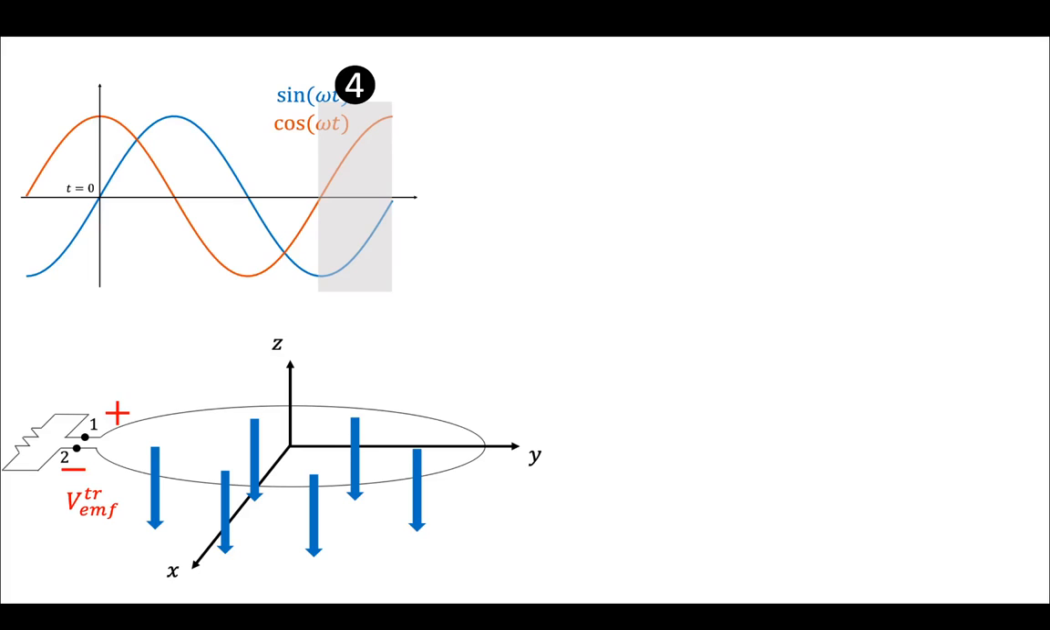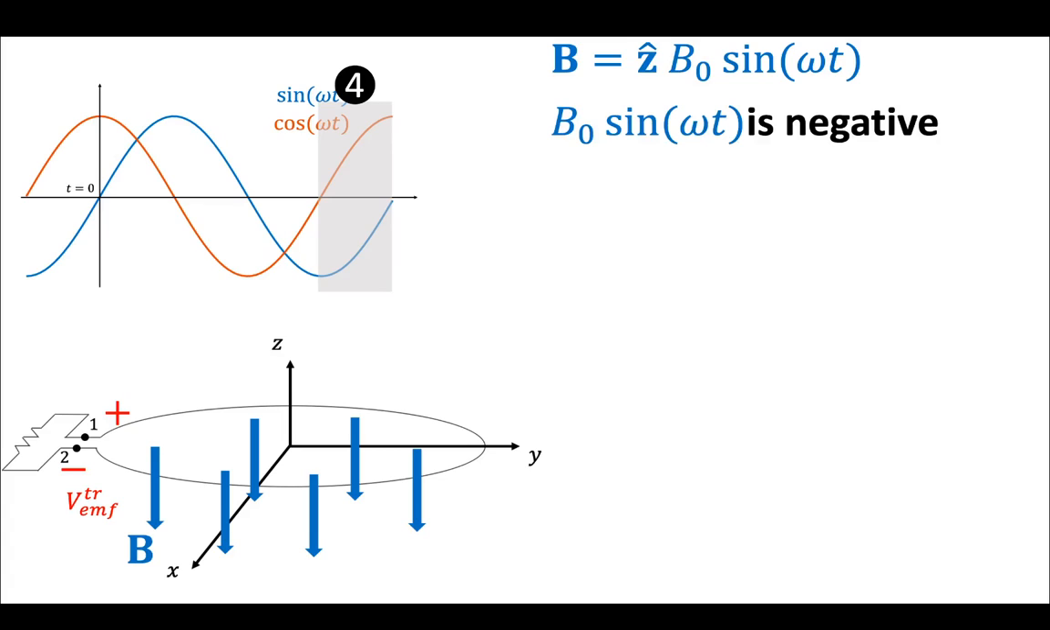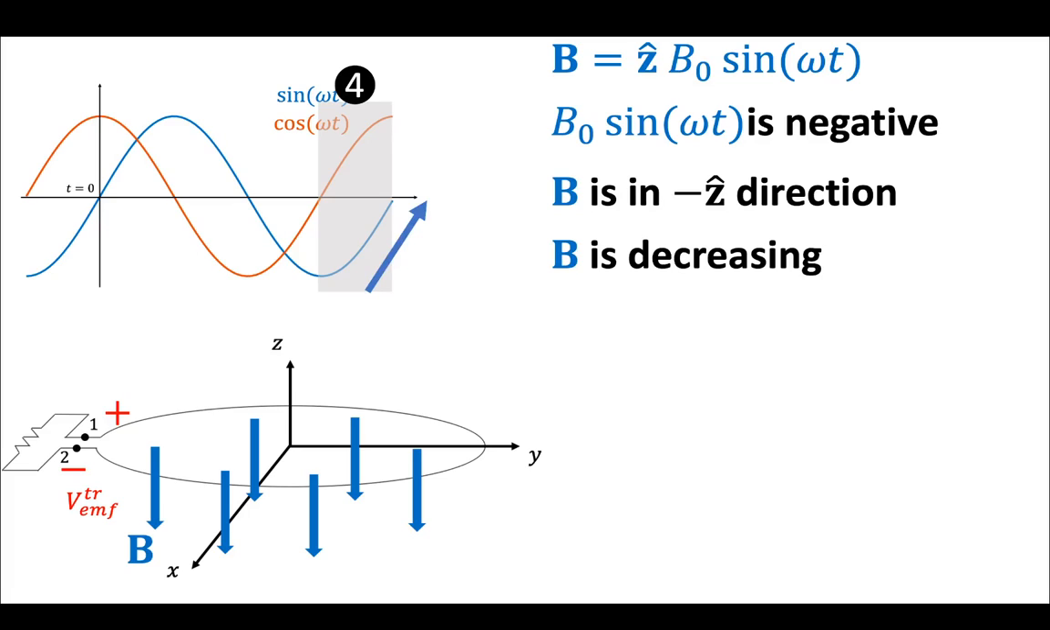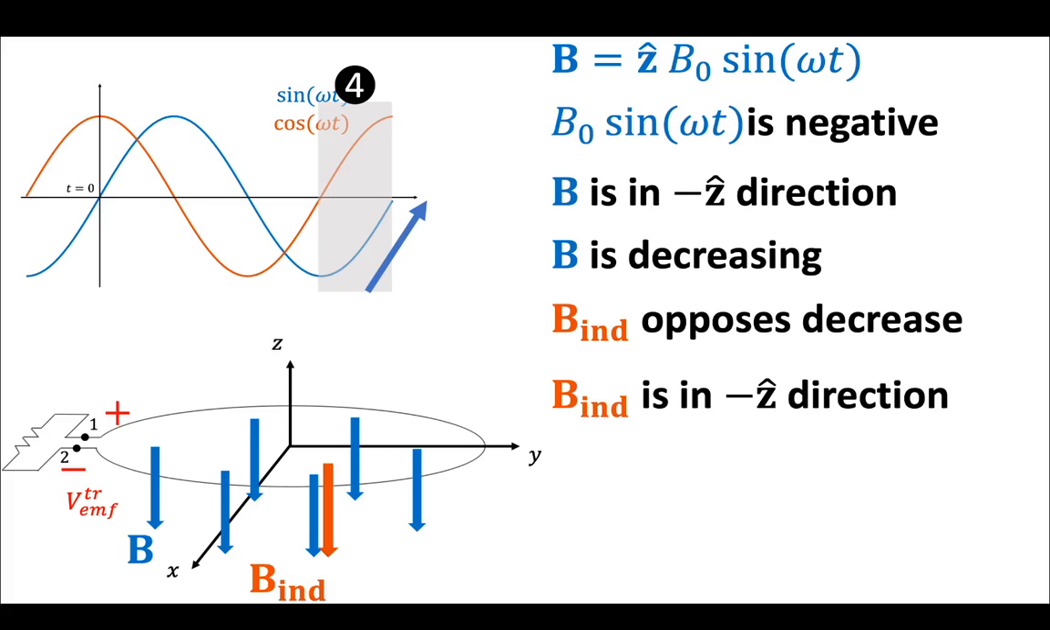Now, in the last region, our sine omega t is still a negative number, but it's getting smaller. So it is getting smaller and smaller throughout this region, and it's still negative. So B is pointed in the minus z direction, but it's getting smaller. And the induced magnetic field is going to oppose the fact that this B is decreasing. So we need an induced magnetic field that opposes the change. So because B is getting smaller and smaller in magnitude, to oppose that change, we're going to need an induced B that points in the minus z direction to oppose the decrease. So the induced magnetic field is in the minus z direction.